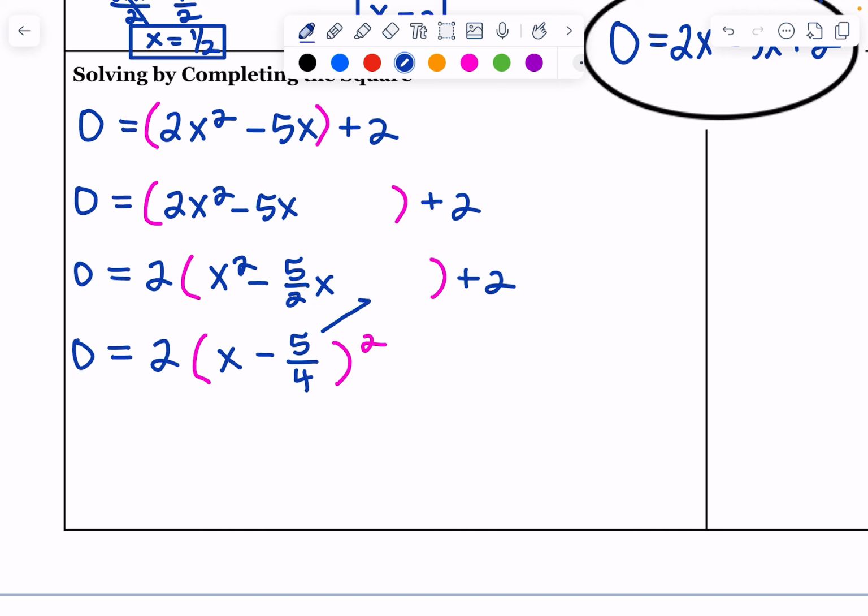Next, to go back and fill in that space, this is the actual completing the square step, we're going to square 5 over 4. So this would be plus 25 over 16. We square the 5, we square the 4.